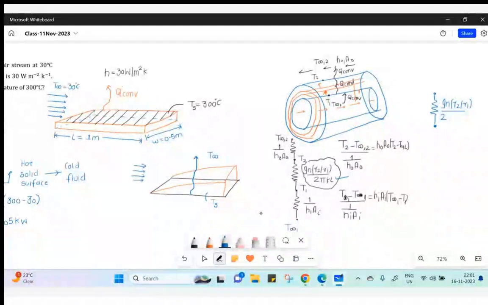K is thermal conductivity. So this resistance will be different if you have a copper pipe or a steel pipe or a wood pipe or a plastic pipe, right? Plastics are poor conductors. They have low conductivity. Copper is a very good conductor. It has high K values. So this resistance will be different for different materials. This resistance will also differ based on your R1, R2. Okay. Clear? Not clear?